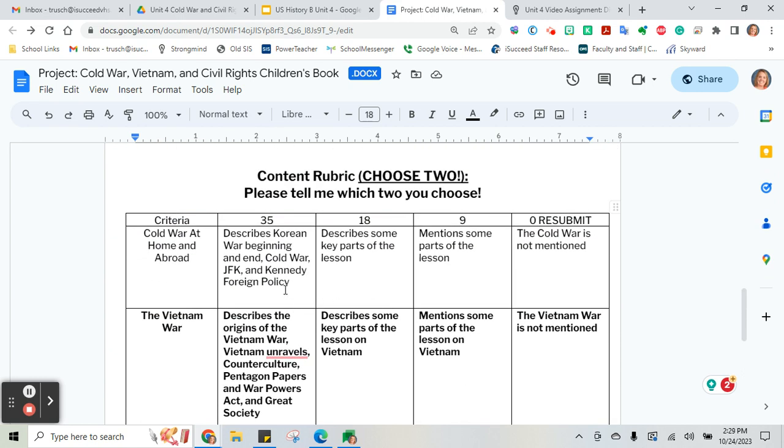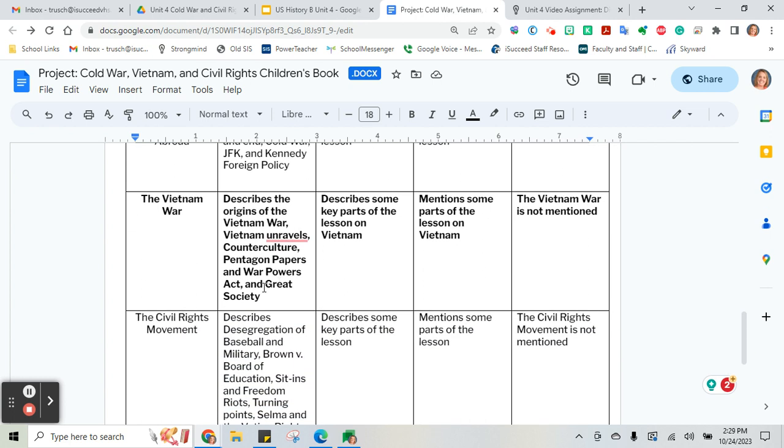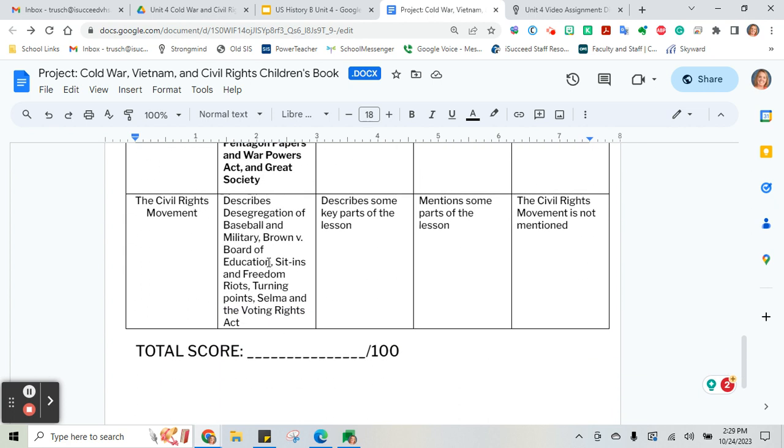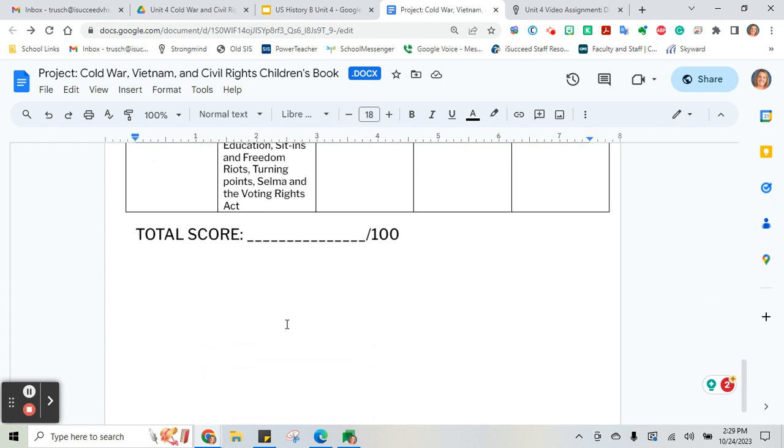Okay, so please read through these points on the rubric. If you're going to do the Cold War, you need to describe the Korean War, at the beginning and the end, the Cold War, JFK, Kennedy's foreign policy. For the Vietnam War, you need to describe the origins of the Vietnam War, how it unraveled, the counterculture, the Pentagon Papers, War Powers Act, and the Great Society. And for the Civil Rights Movement, you need to describe the desegregation of baseball and the military, Brown versus the Board of Education, sit-ins, freedom riders, turning points, Selma, and the Voting Rights Act. Okay, so please make sure that you have those points in order to get credit.